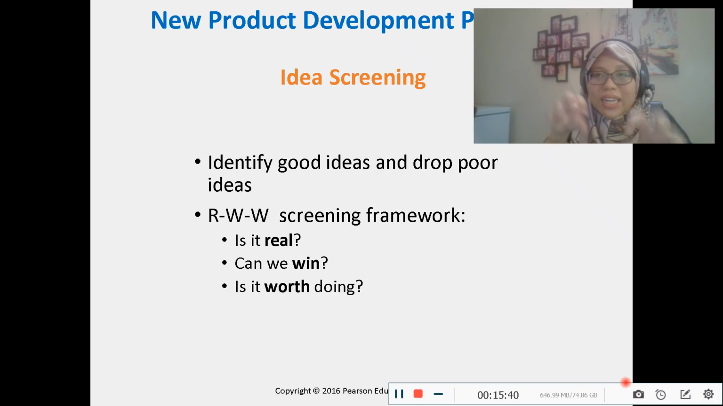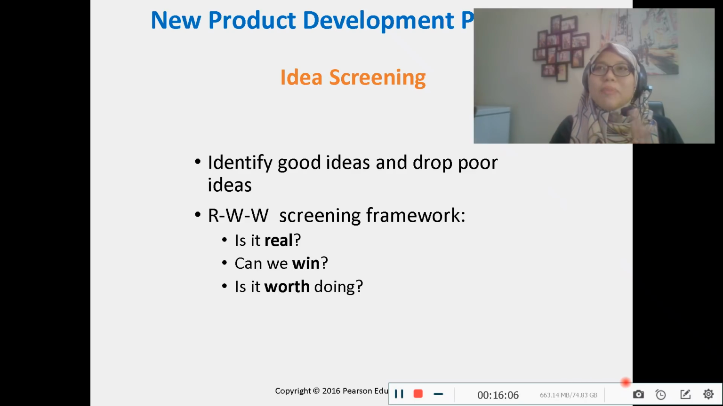However, you need to get the ideas and make sure that your ideas get screened. Nanti kita akan terangkan lagi lah selepas ni. Cuma nak bagi tahu dengan awak, it's very important for you to really look into ideas and try to see the potential first. Okay, so that's why you are using the RWW screening framework. Is it real? Is it something that you can do?